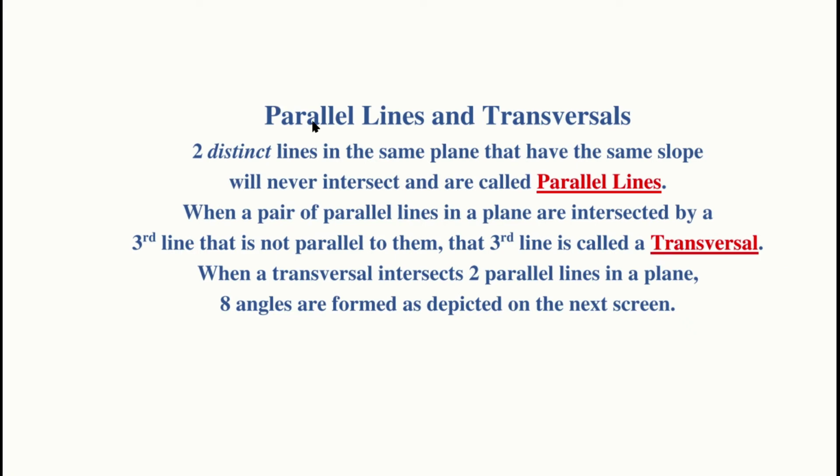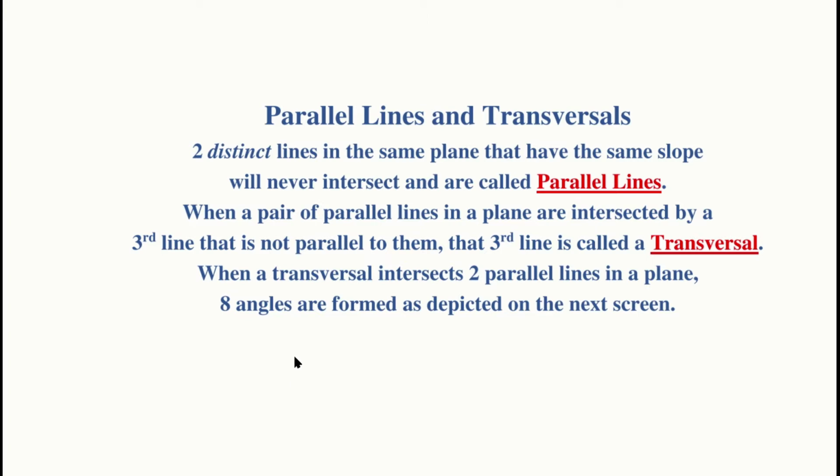All right, now we get to parallel lines and transversals. As you know, two distinct lines in the same plane that have the same slope will never intersect, and they're called parallel lines. Now, the distinctness is basically going to play a role here, because otherwise we wouldn't be able to really discuss a transversal in a meaningful manner. So if we have two distinct parallel lines, otherwise you can know that if you have two lines that are the same, they're also going to be parallel, right?